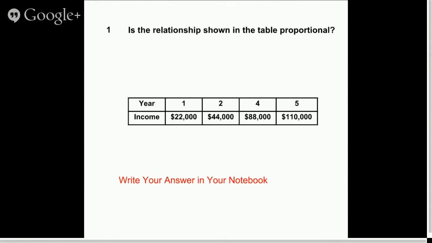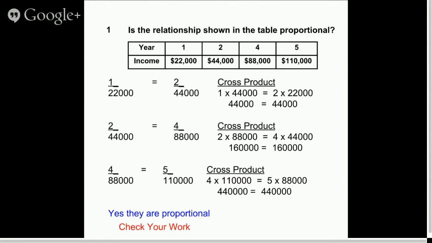Okay. Check to see if this is proportional. Go ahead and pause it. Okay. You could have turned all of these into unit rates or simplified the fractions, but I decided to do the cross product. So 1 times 44,000 and 2 times 22,000, and they both equal 44,000. Same thing with this one and this one. So they are proportional.